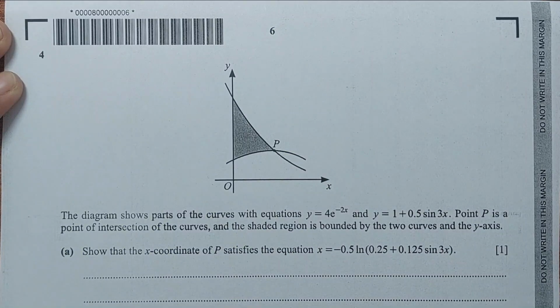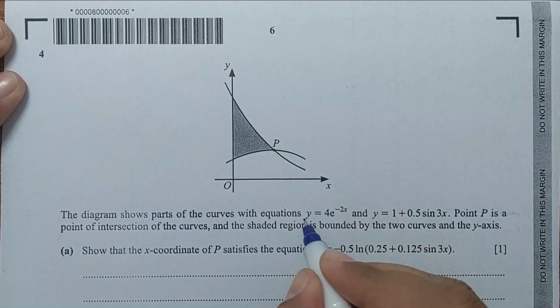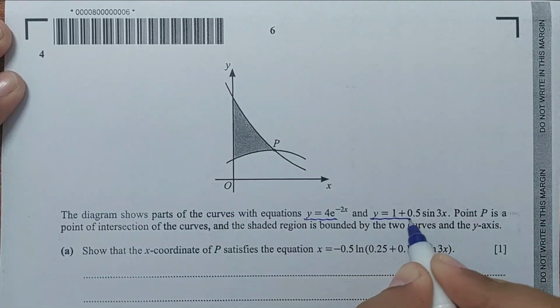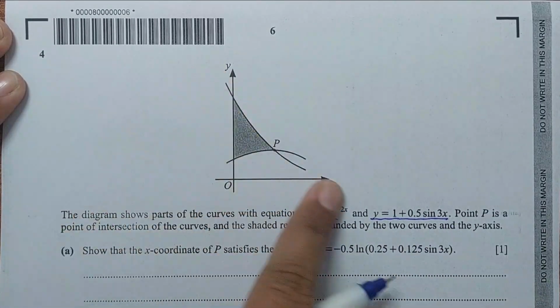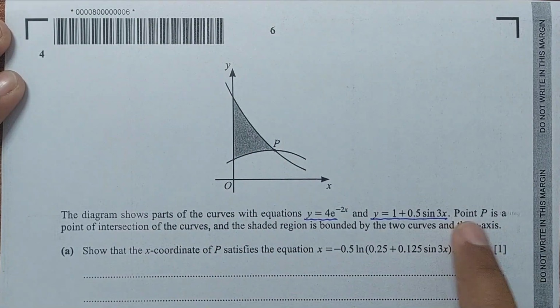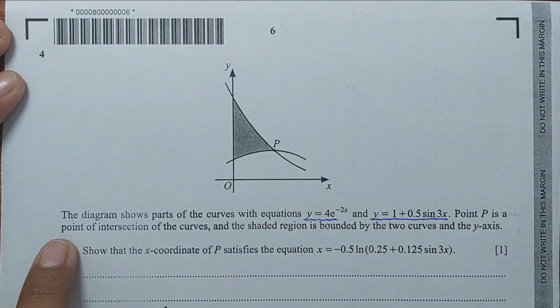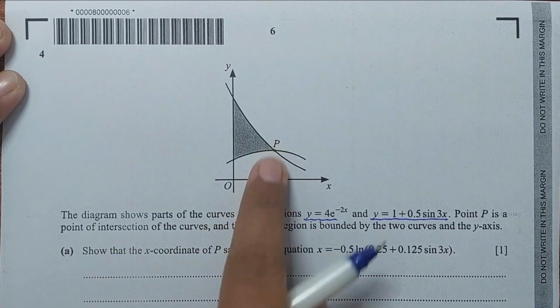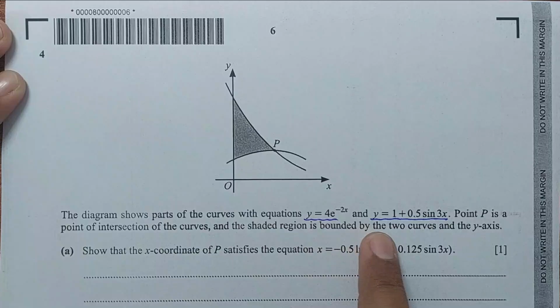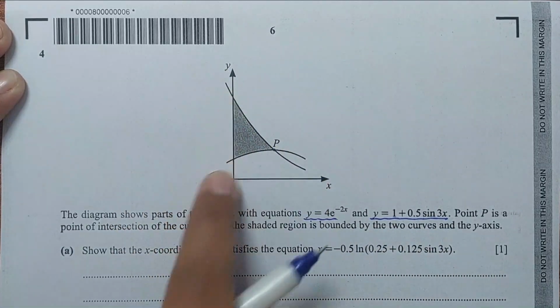Now for question number 4, the diagram shows part of the curves with this equation and this equation. Point P is a point of intersection of the curves, and the shaded region is bounded by these two curves and the y-axis.